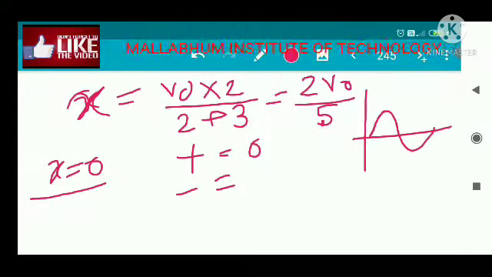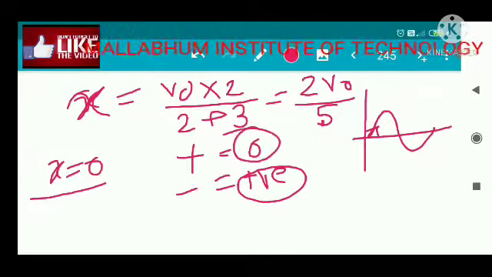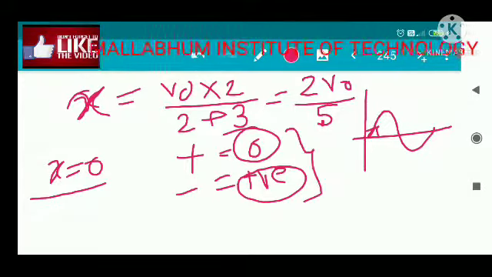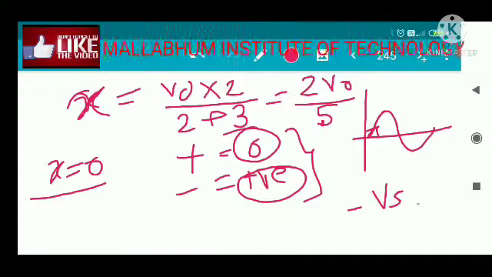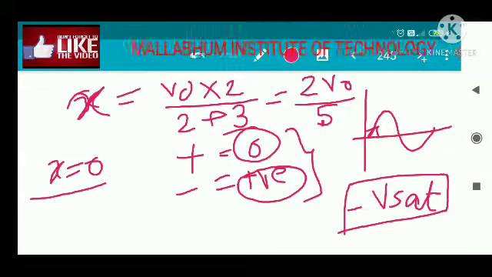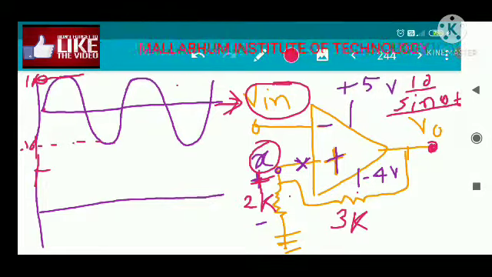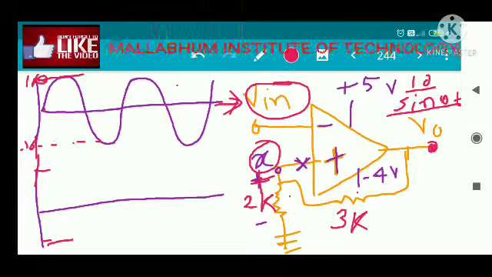So from 0 if it is going to start increasing towards the positive, that means this negative terminal voltage is going to become positive. So this terminal voltage is higher than this terminal voltage, so output is initially switched to minus B sat. That is the initial condition, that will not happen again but the first time. So we are considering this is plus 5 and this is minus 4 in this case. So output will initially go to minus 4.